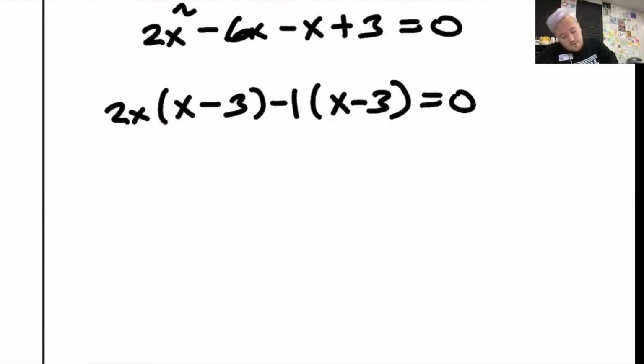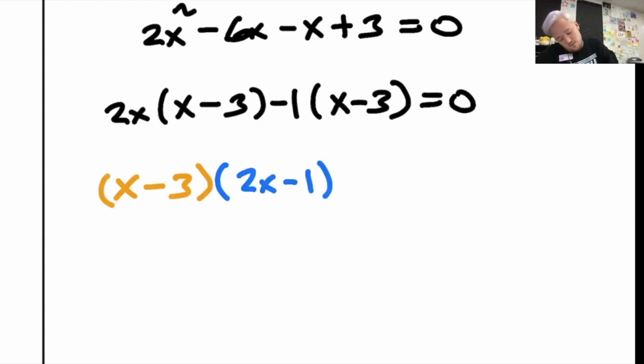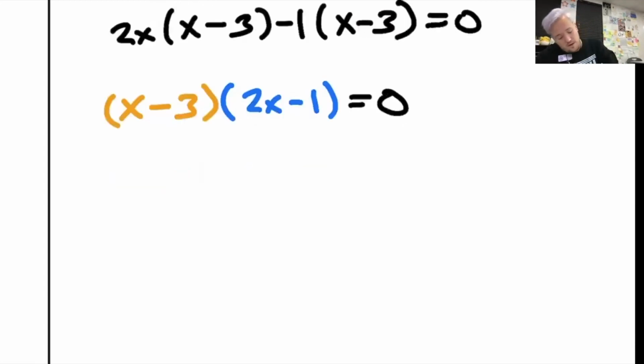So I'm going to take both of those components. So x minus 3, and we also have 2x minus 1 equals 0. So these are going to be our two binomials, which I am now going to set equal to 0.